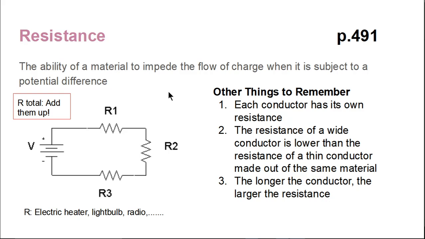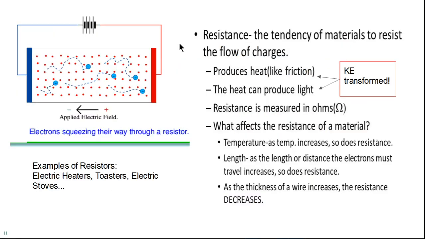The definition for resistance is on page 491, and it reads like this. It's the ability of a material to impede, which means to stop or resist, the flow of charge when it's subject to a potential difference. So you have voltage going through there, which allows those electrons to move. But guess what? That metal will resist the movement of electrons. Some do it better than others. And that's your resistance. I hope this is making sense as well. Ask questions if it doesn't.